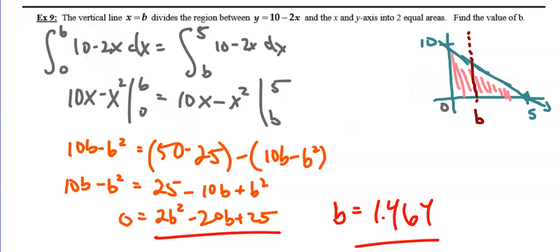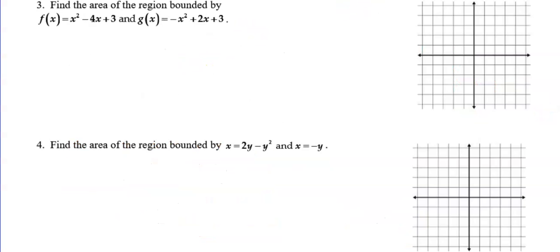All right, so let's go on to some strategies now of how to do some of these questions. And let's move on. Okay, so as you guys see right here, we're asked to find the area of the regions bounded by f of x equals this quadratic, and then g of x equals this quadratic.